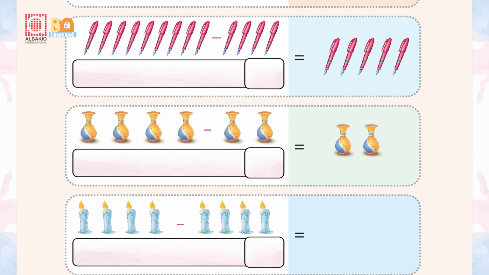Count the vases. 1, 2, 3, 4. So we have to write 4 here and we will take away 2 vases out of these 4. Then we will be left with 2 vases. Here are 4 candles and we have to take away 4 candles out of these. So we will be left with 0 candles.